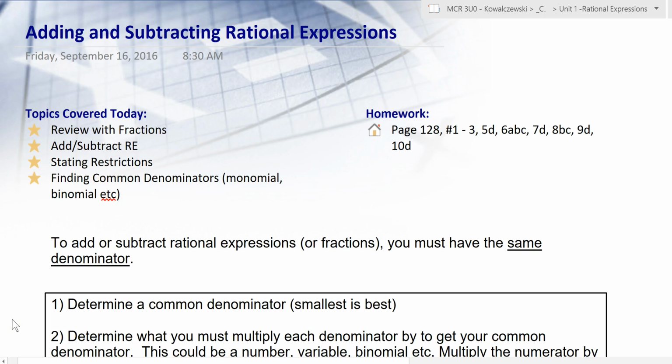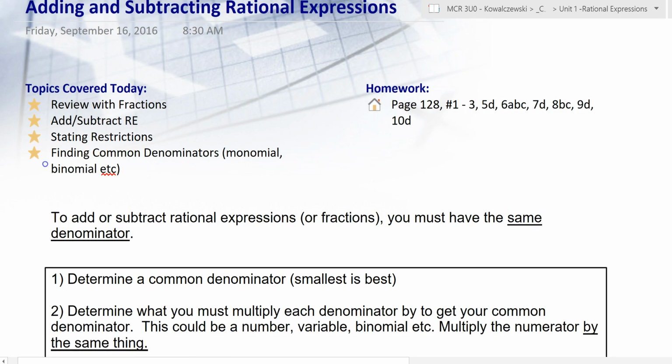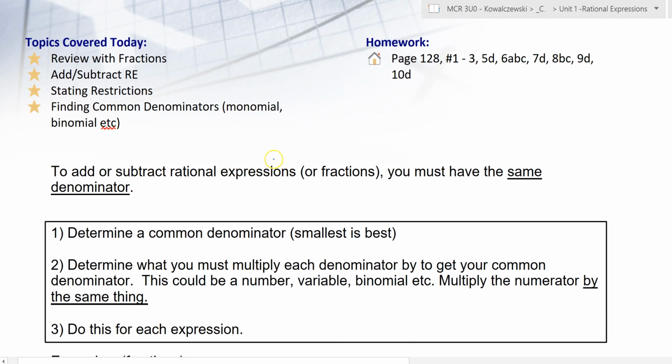In this video, I will introduce to you adding and subtracting rational expressions. Like we already know, rational expressions can be dealt with just like fractions. So to add or subtract rational expressions, just like with fractions, you have to have the same denominator. So just like with fractions, we're first going to determine a common denominator.